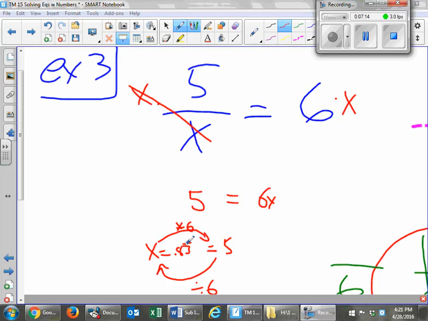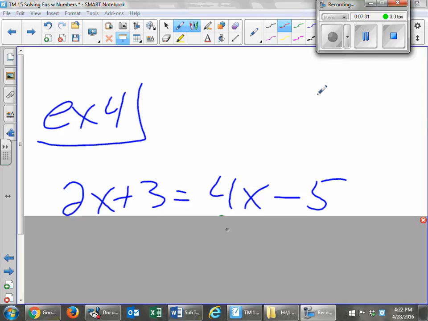So now I build my arrow diagram with that. Ooh, I hope I didn't show all that before. All right. So it's only one arrow because I have multiplication on the top. So whatever I start with, I'm going to multiply by 6. I should get 5. So divide by 6 is 0.83 repeating.